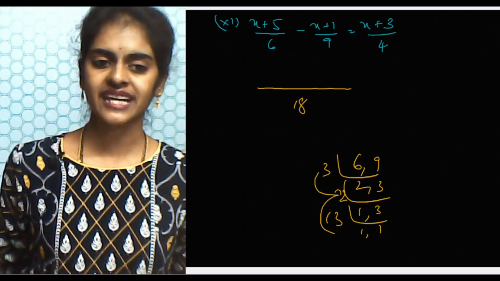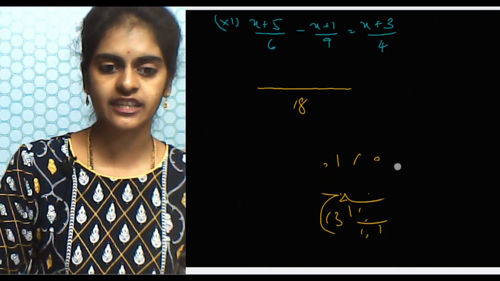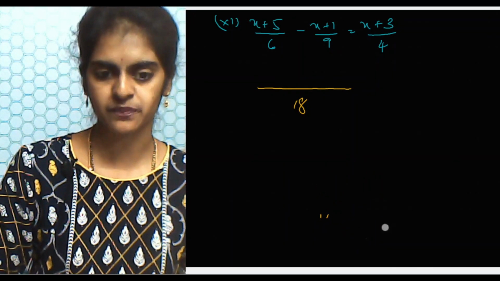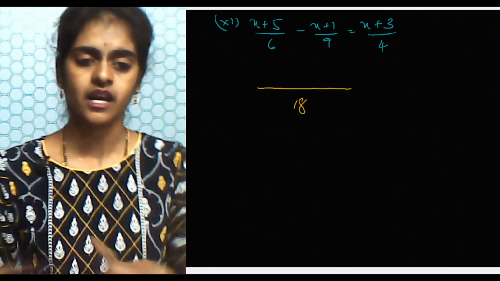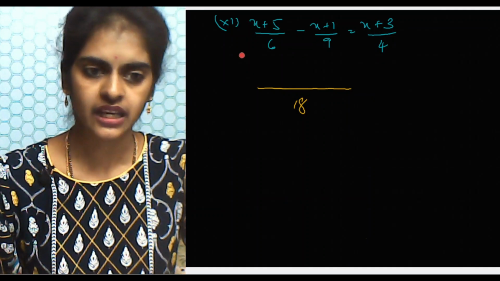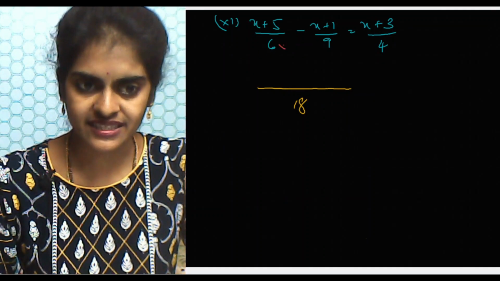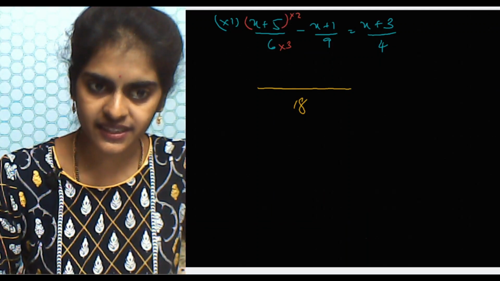Okay, now when the LCM is 18, what is the next step you do? Just see what is the denominator of the first fraction. Denominator of first fraction is 6. Now what should you multiply to this 6 so that you will get 18? 6 threes are 18, isn't it? So this numerator also you will multiply by 3.